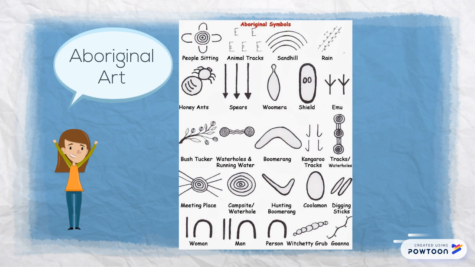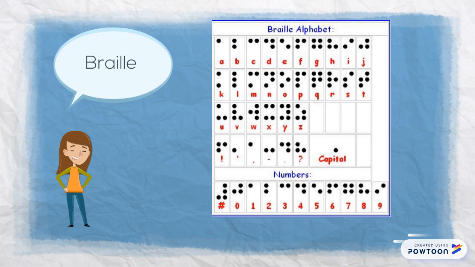Aboriginal and Torres Strait Islander art can represent different concepts depending on the context. For example, 3 circles can mean a waterhole or a campfire. And Braille is a raised 6-cell dot system used for those who are visually impaired. Let's learn more about Braille.